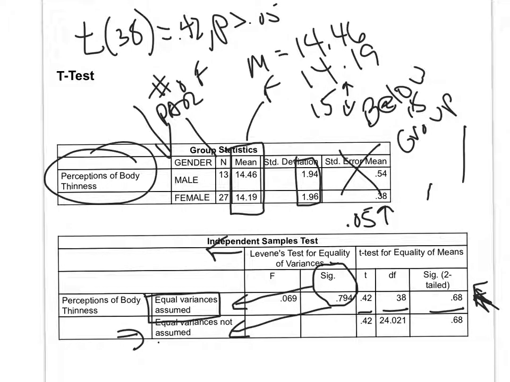Okay, that covers everything. The conclusion falls into the mean, which we can say that the males have a better perception of their body thickness than females. Okay, because 14.46 is larger than 14.19.